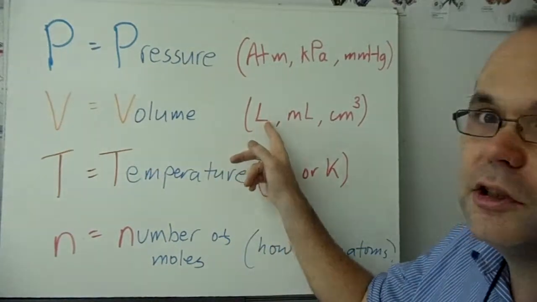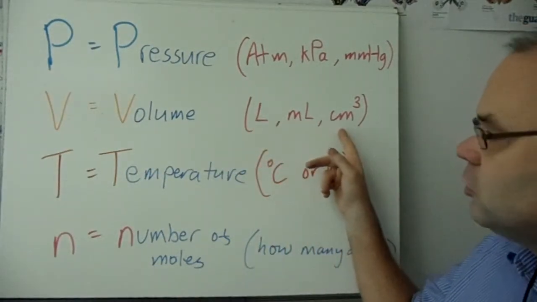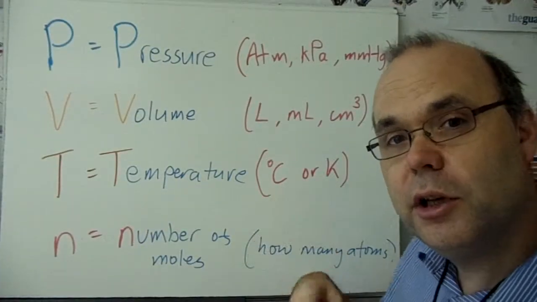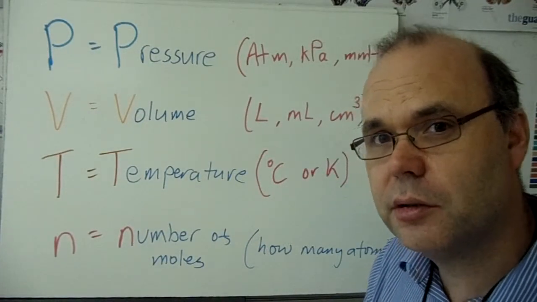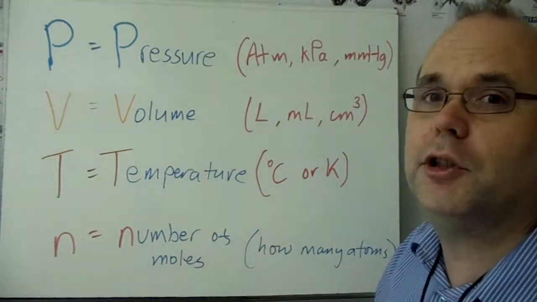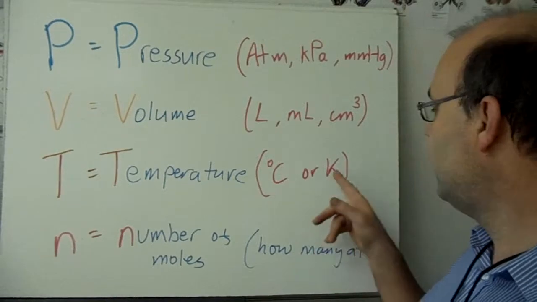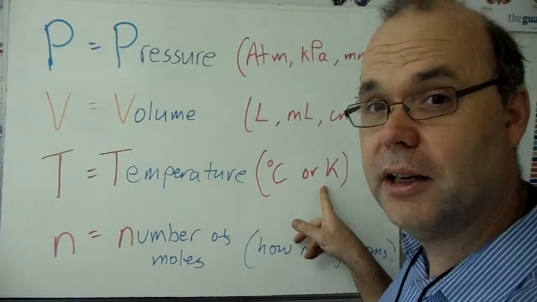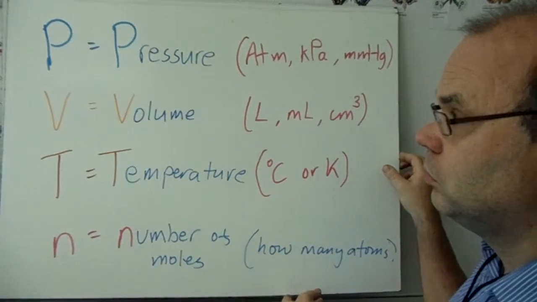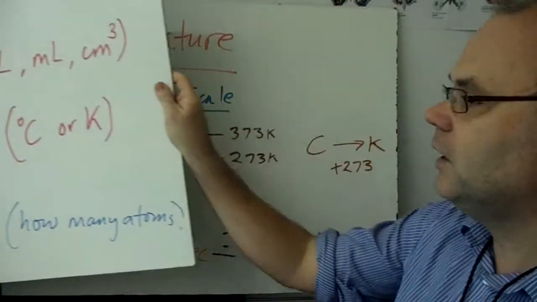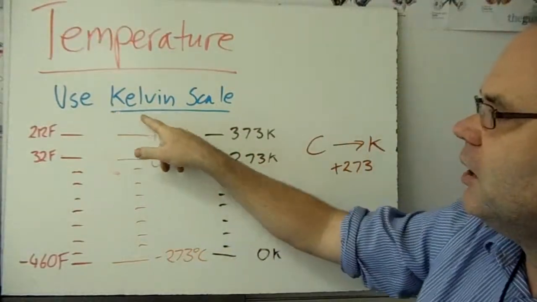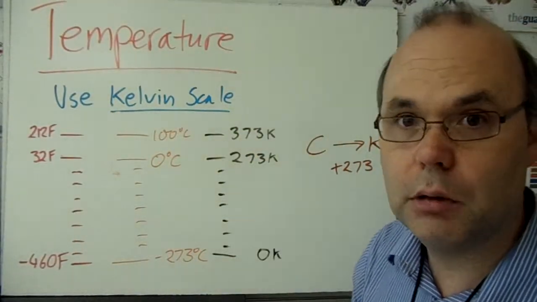It might be in liters, milliliters, centimeters cubed. Temperature, degrees C. We don't use Fahrenheit in science, but in gas laws we actually use another temperature scale called Kelvin, K. I'm going to tell you about that in a moment. And then the number of moles. So let's look at that temperature. We use Kelvin, otherwise it doesn't work.